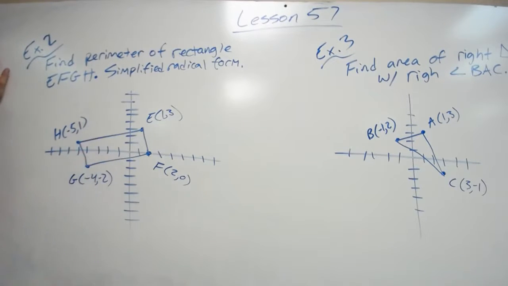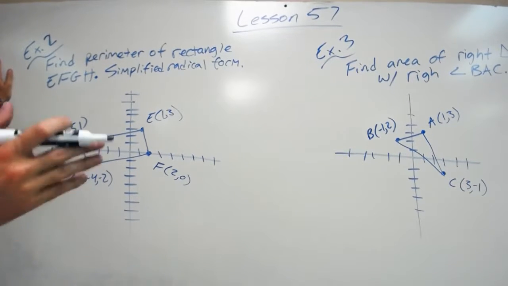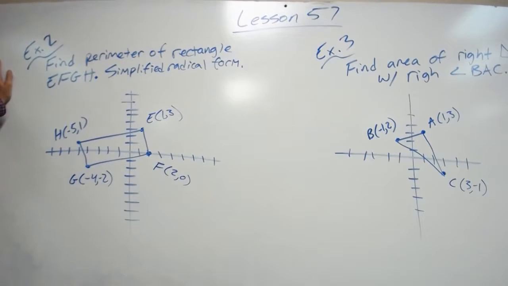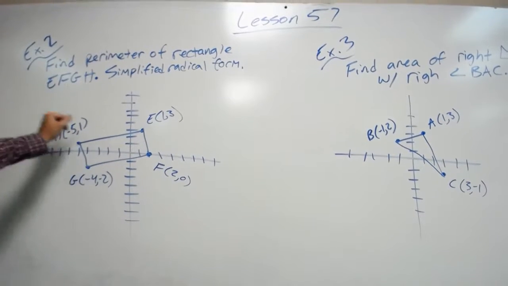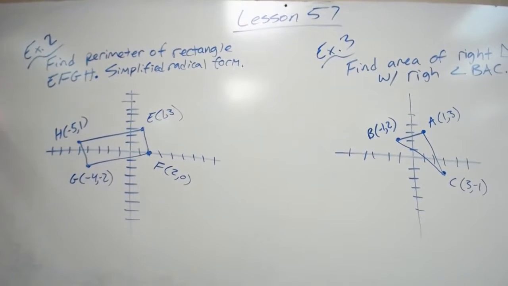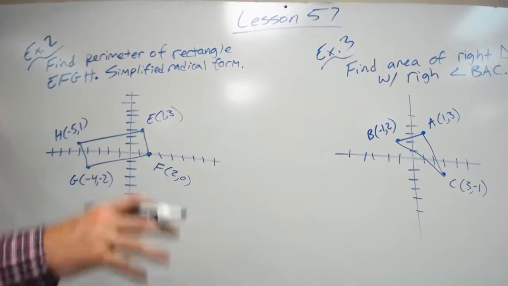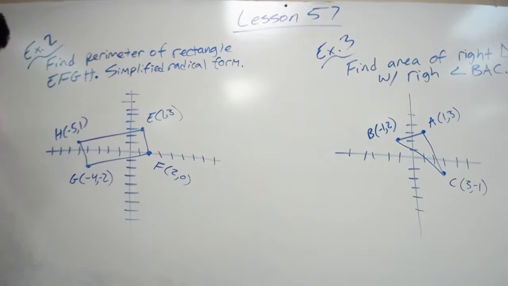Well, this rectangle is slanted. There's actually an easier one in example 1 where it's not slanted at all, and so you can just count the distance, but we skipped the redundant one to this one. And so how can we find the length of our sides? Well, what we can do to find the distance between two coordinates is use our distance formula.